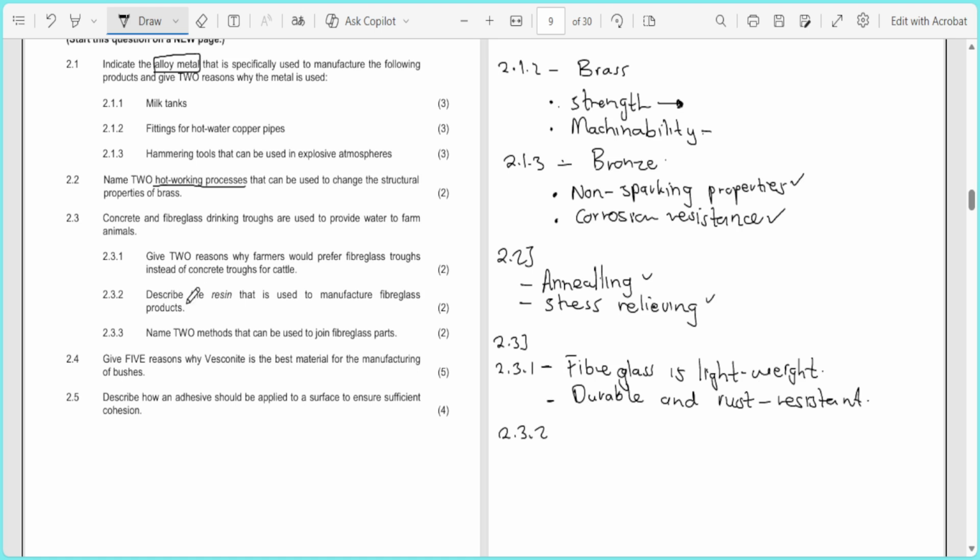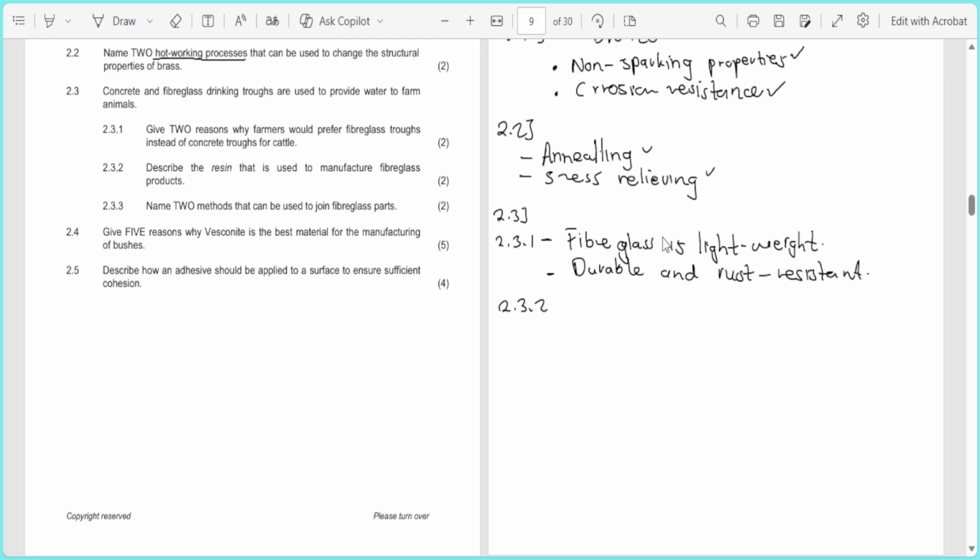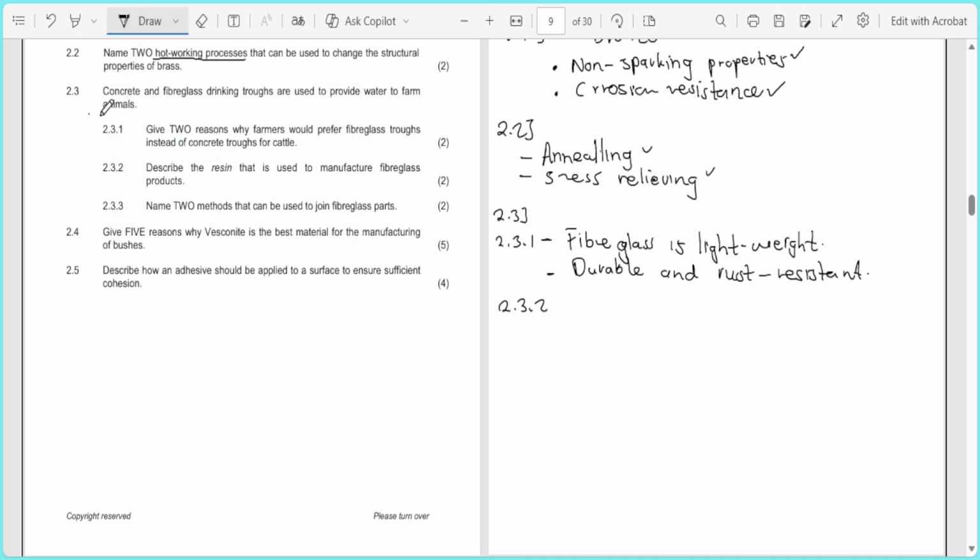For 2.3.2, describe the resin that is used to manufacture fiberglass products. What is it called? It's the polyester resin. So they want us to describe the resin. Okay, so let me start off by saying this.